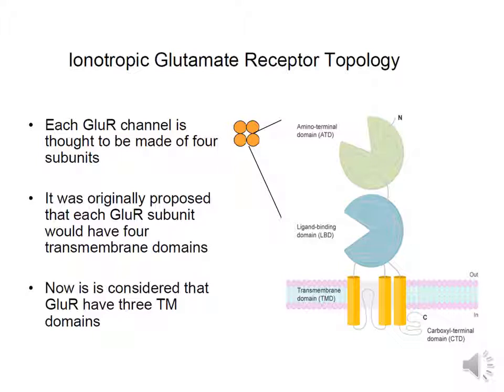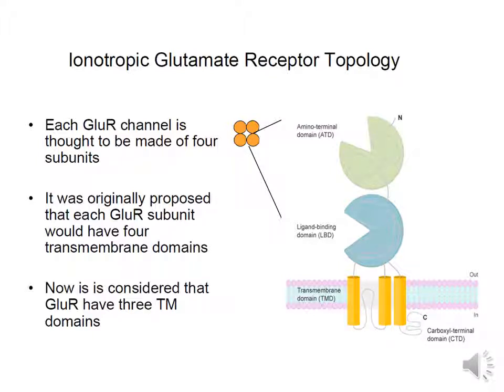So, ionotropic glutamate receptors are composed of different subunits. They form a channel composed of 4 different subunits. It was originally proposed that each GluR subunit could have 4 transmembrane domains, but now we know that there are indeed only 3 transmembrane domains that we can see in this diagram. And then there is another part of the protein that gets inserted into the membrane, but it doesn't cross all the way around, and it's called the intramembrane loop, and this is also playing an important role in the formation of the channel.